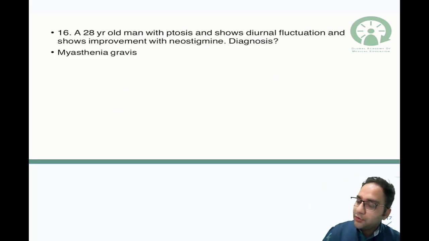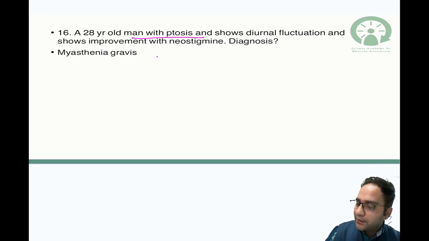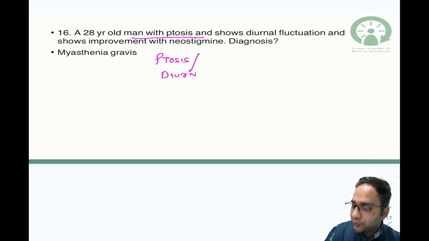Next question. You had a clinical scenario. I think there were two questions on myasthenia gravis. So if you have a case of ptosis which is showing a diurnal fluctuation, it goes in favor of a neuromuscular junction disorder.